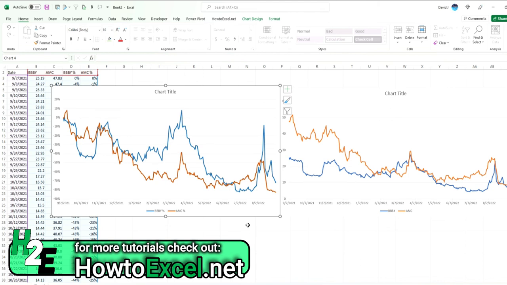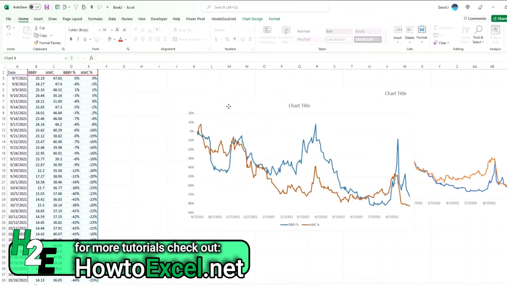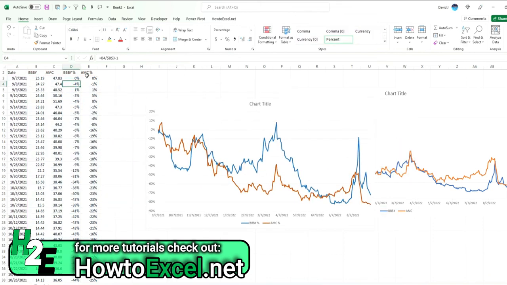And it's a really easy calculation. Again, all we're doing is taking the current price, dividing it by that starting price, subtracting 1, and that's our percent change.